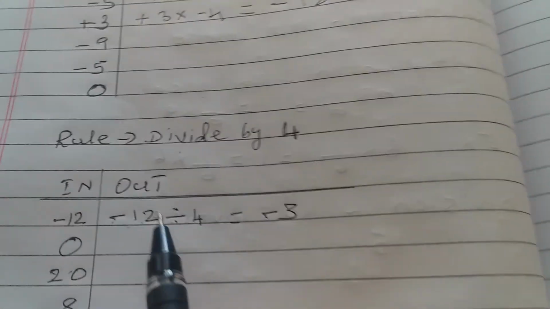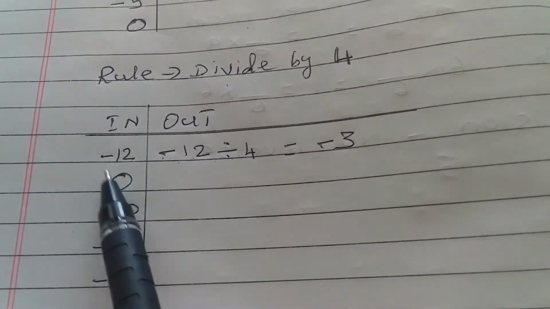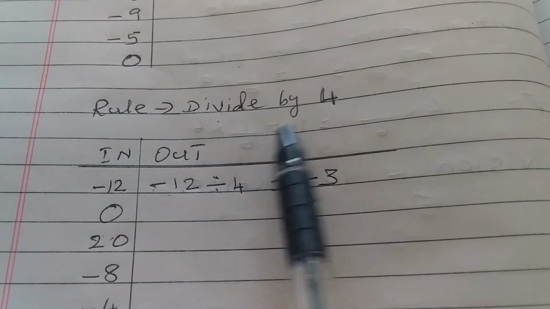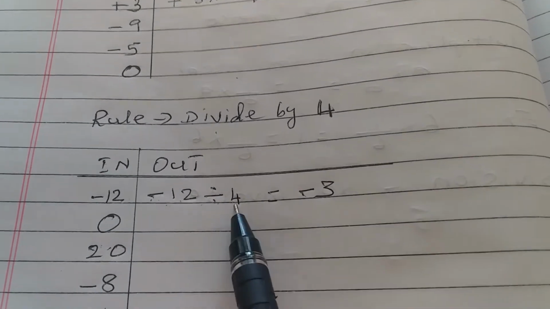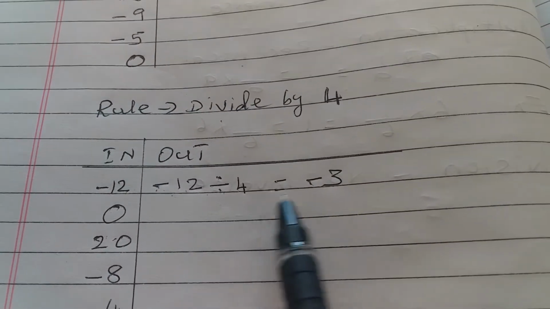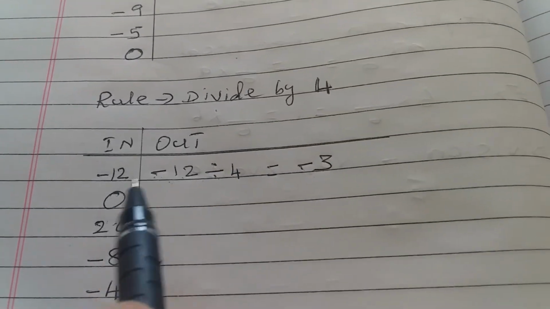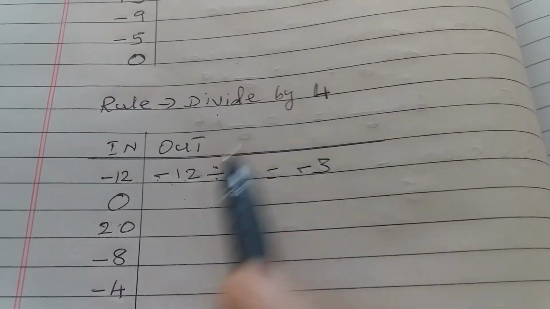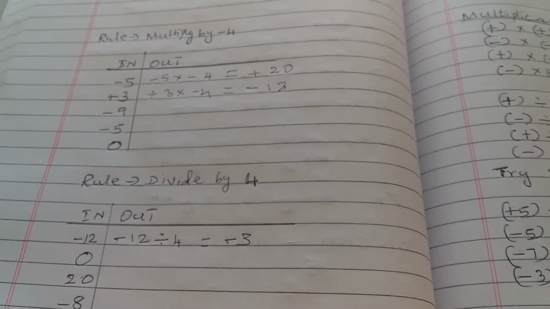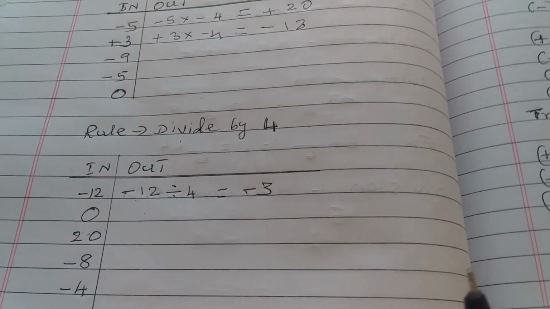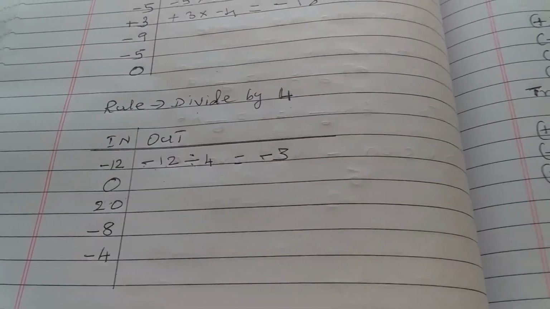Then next is rule number 4, divide by 4. So the number in is minus 12. Take this minus 12. Rule is divide by 4. So minus divided by plus, dividing the different signs, it is negative, and 12 divided by 4 is 3. So answer is minus 3. So next one you will be doing 0 divided by 4, 20 divided by 4, and so on. You complete all the 4 parts of this activity. You become familiar with all the 4 operations of integers. Okay children, thank you for watching. Thank you.